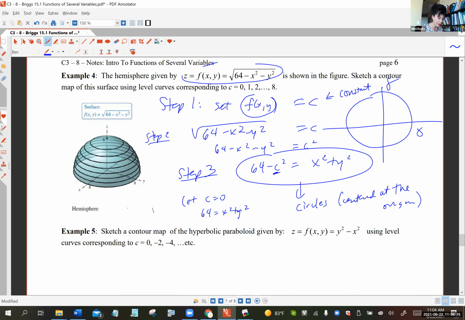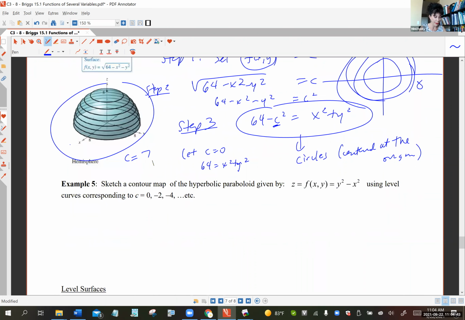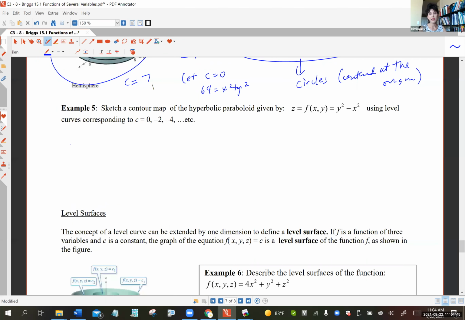So like what about c equals, I don't know, 7. Okay, c equals 7. You're going to have 64 minus 49. And that's going to be what, 15? So you're going to have a circle of radius square root of 15. Oh, that's going to be kind of weird. So you're just going to get a bunch of concentric circles, essentially, okay? You can kind of see what's going to happen there. Here's your contour map.